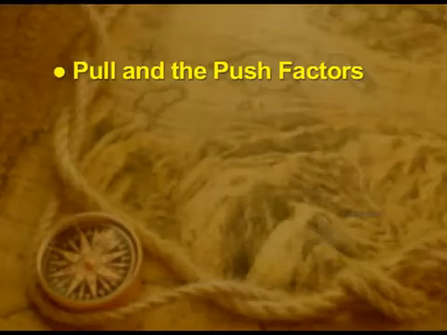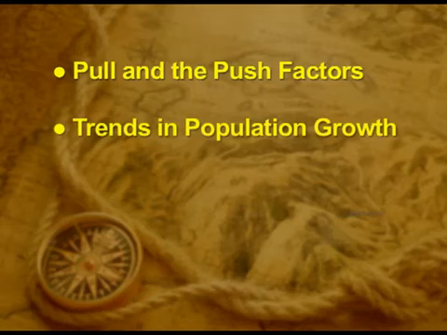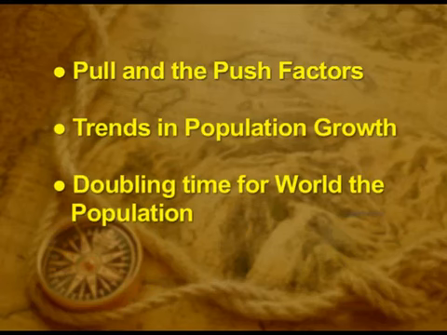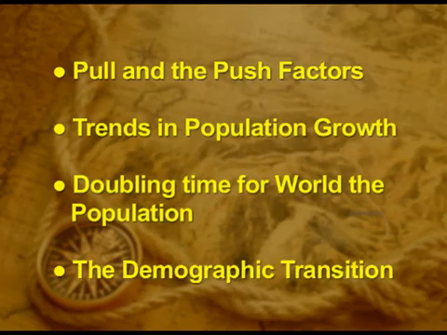Prevention is always better than cure. We need to put a strict check on population increase for the sustainability of our resources. Before we conclude the chapter, let us revise what we have learned in this chapter. We have learned a few topics: the pull and the push factors, trends in population growth, doubling time of world population, and the demographic transition.